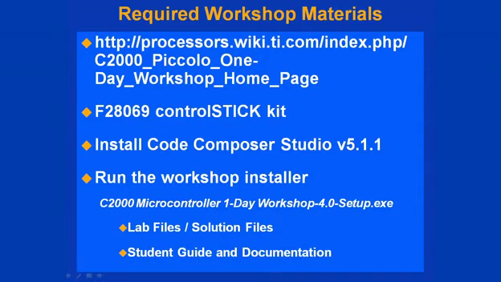The materials required for this workshop are available at the link shown at the top of this slide. Please be sure that you have the F28069 control stick kit. The included jumper wire will be needed for the lab exercises. Make sure that you have all of the software installed. The lab directions are written based on Code Composer Studio version 5.1.1. The workshop installer will automatically install the lab files, solution files, workshop manual, and documentation.